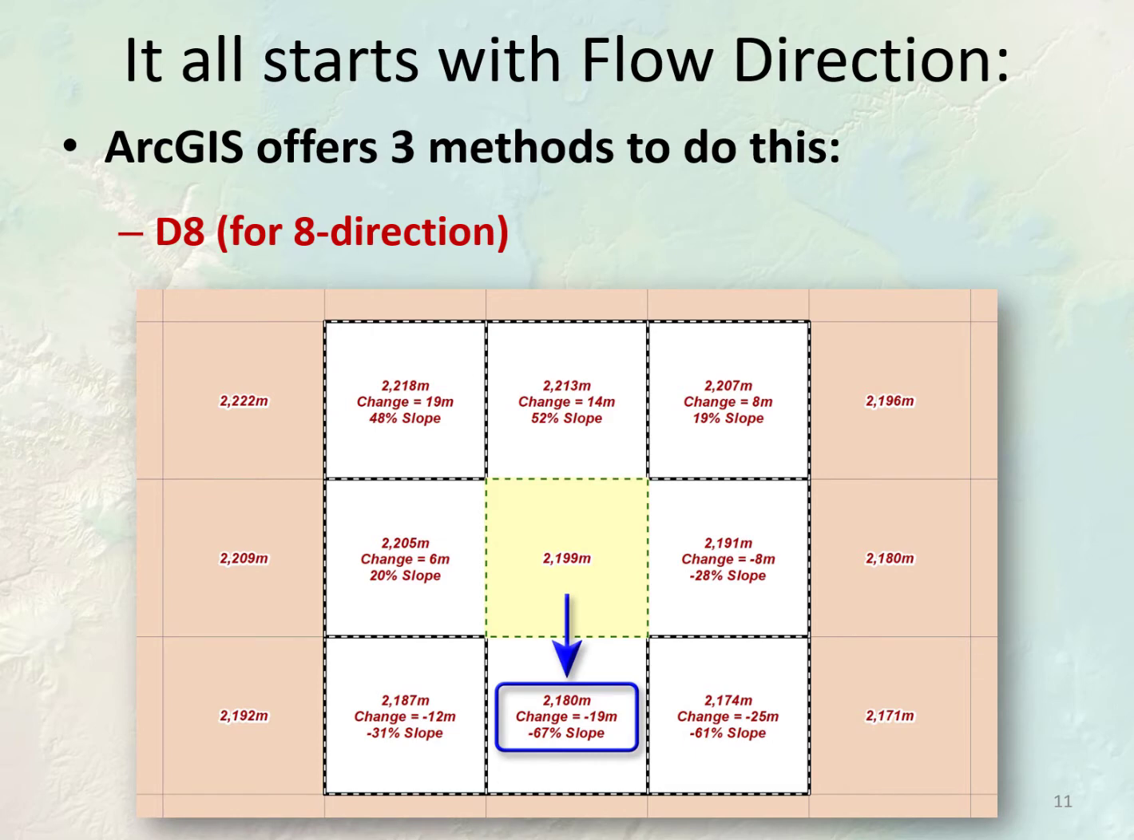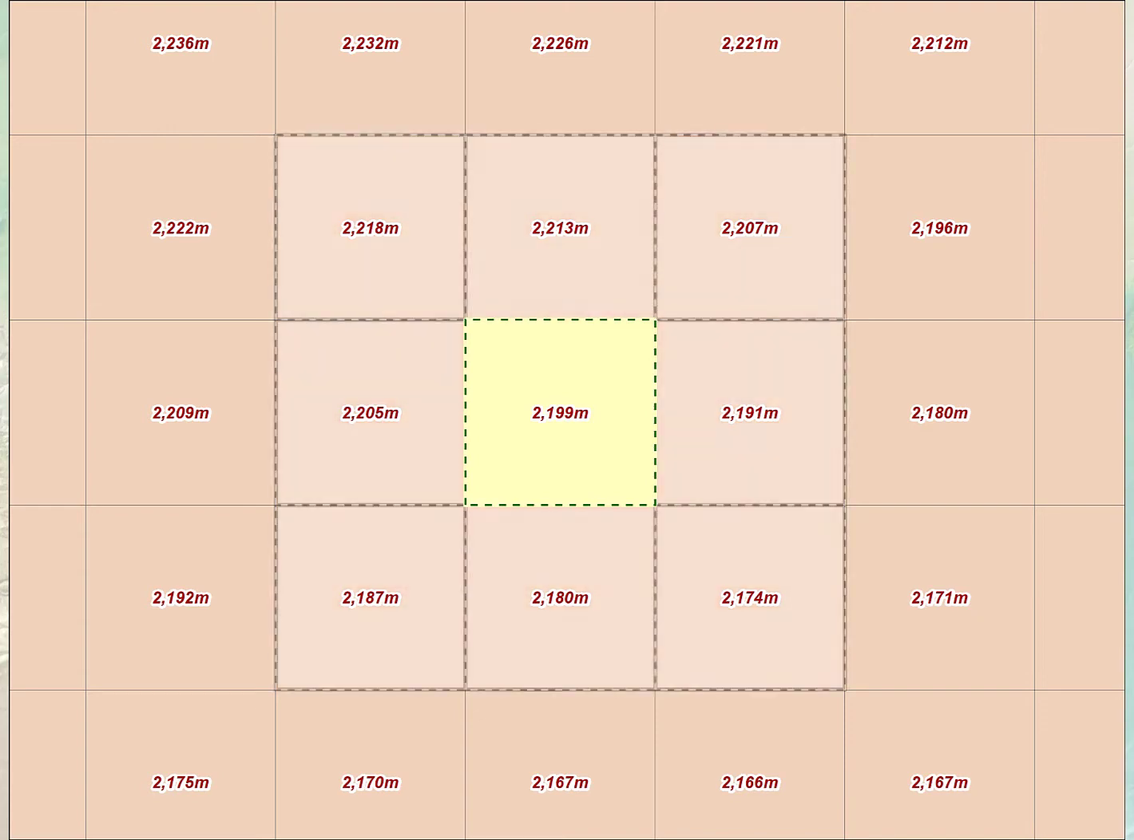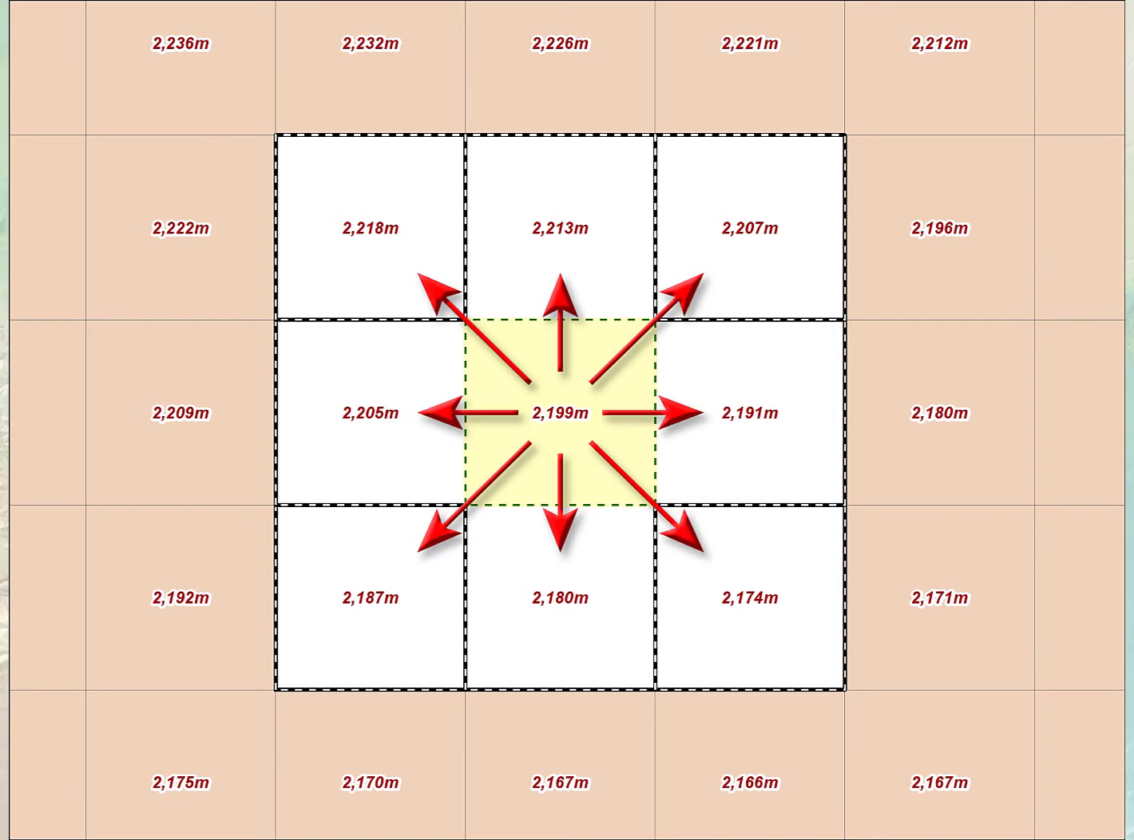So let's take a closer look at this D8 method of determining flow direction. We start with our DEM. We see all the elevation values scattered across all these cells. Suppose we want to figure out the slope direction from this particular cell here. The D8 method is going to flow into one of the 8 neighboring cells. And the question is, which of those 8 neighboring cells has the steepest downhill slope to it?